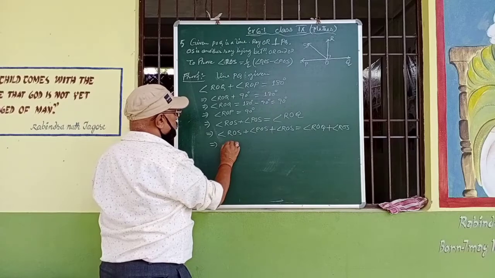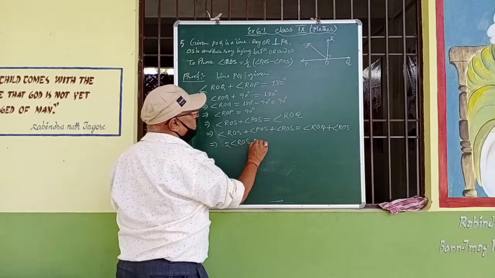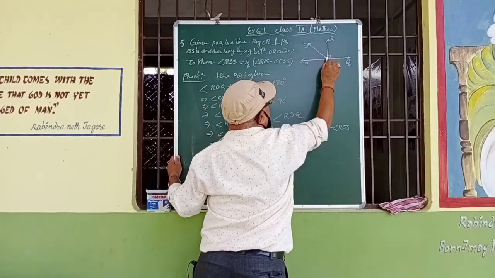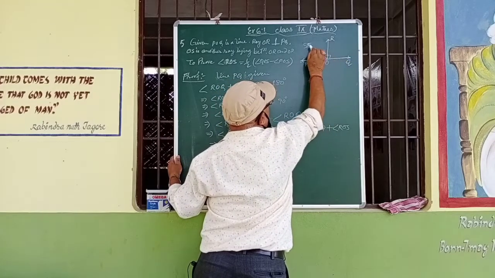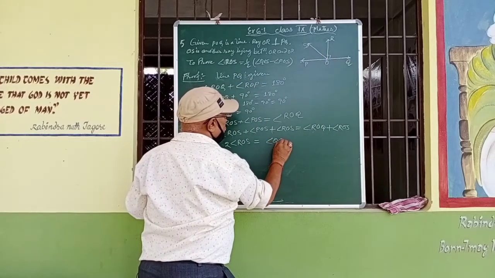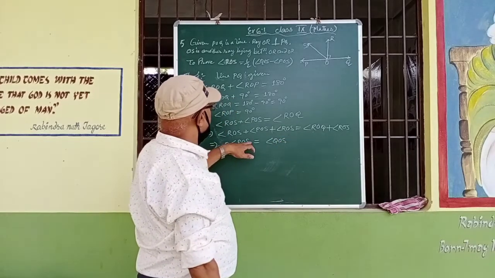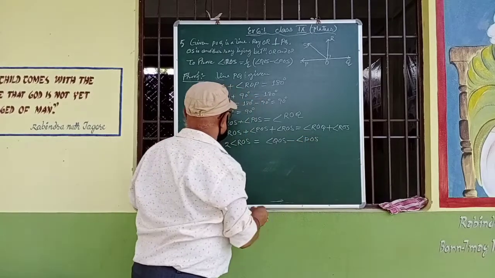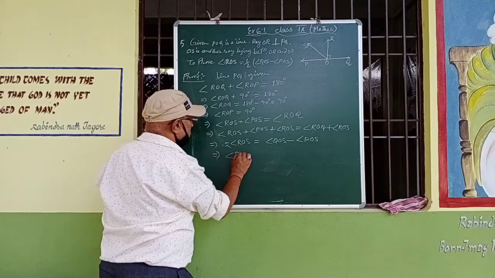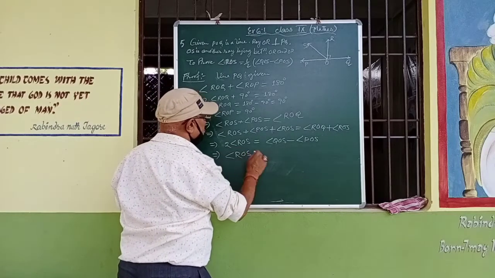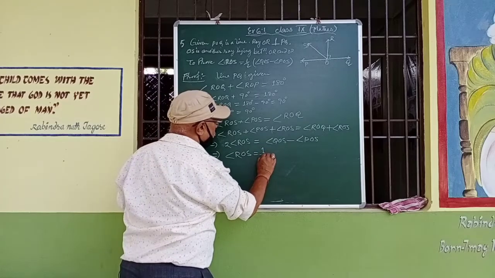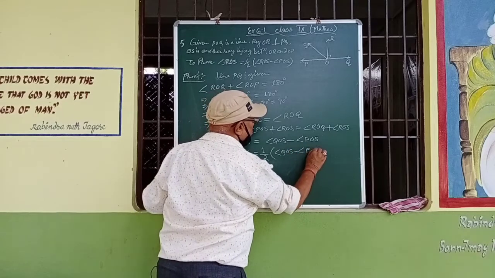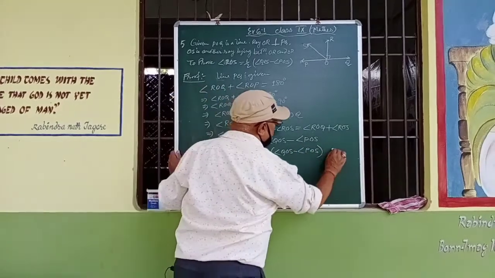ROS plus ROS, twice ROS, is equal to ROQ plus ROS, and ROQ plus ROS is equal to QOS, and we take this POS that side, it will be minus POS. Or ROS is equal to, you take this 2 to that side, it will be 1 by 2 QOS minus POS. It is our proved.